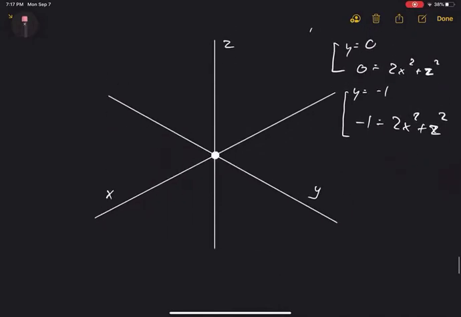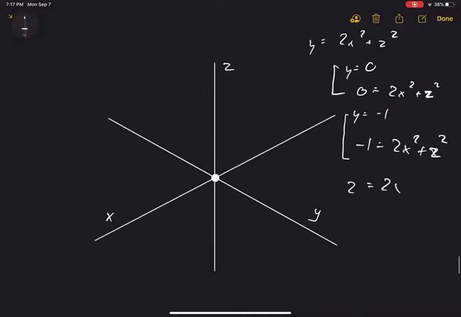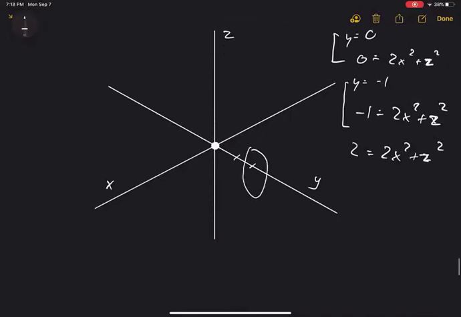Okay, so let's try the front half. What about when y equals positive 2? I plug 2 into my equation and I get 2 equals 2x squared plus z squared. Now this is an ellipse. So I'm at the plane y equals 2, and I get an ellipse. Roughly, it's a vertical ellipse. It looks like this.